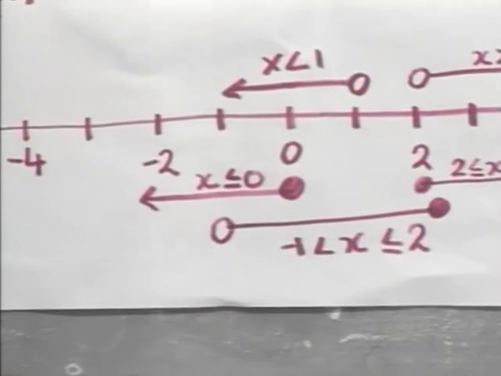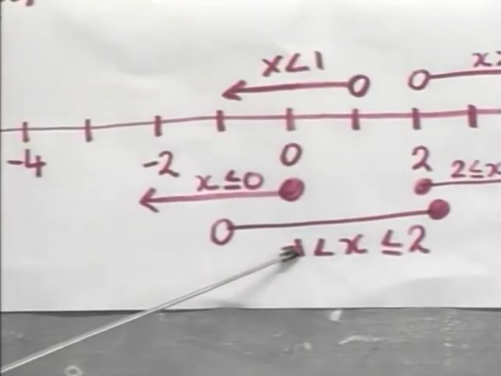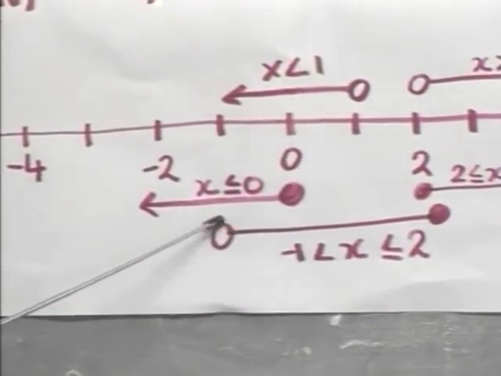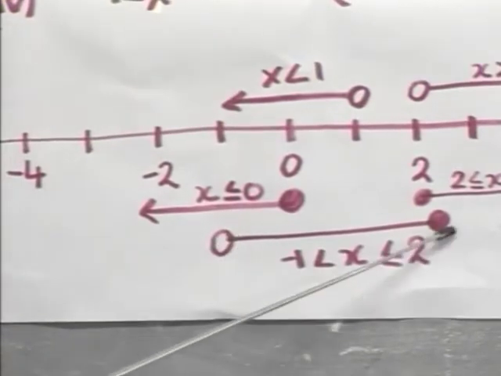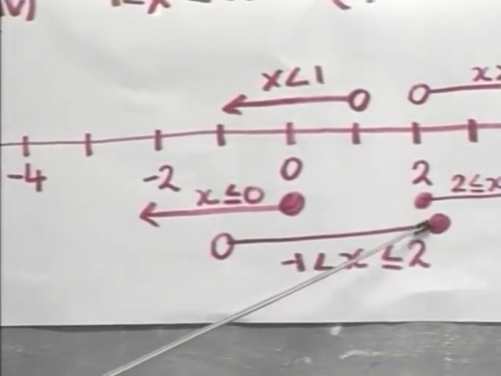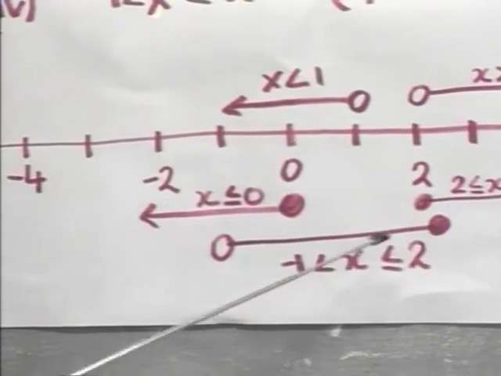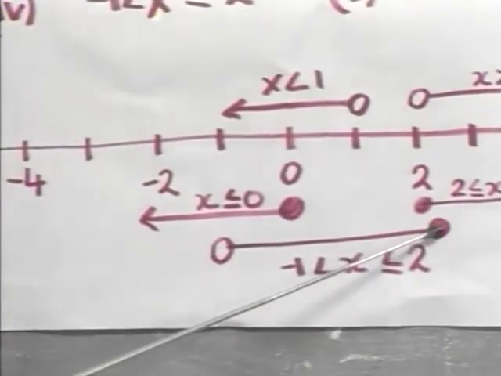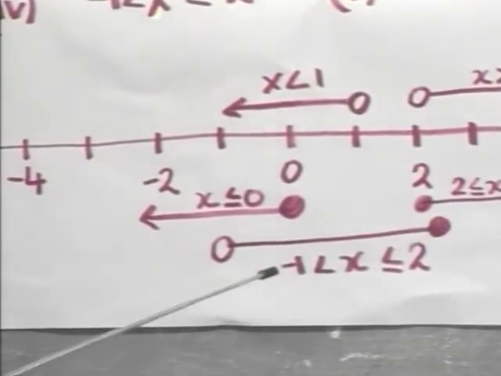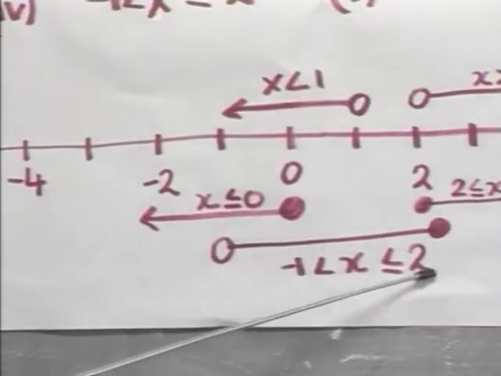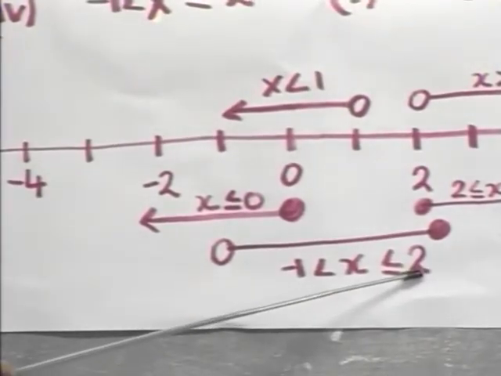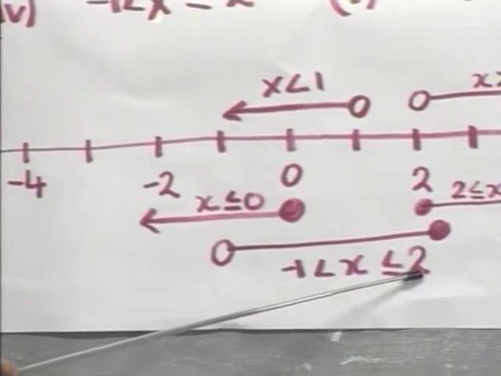But the numbers do not include minus 1. That's why I've got a circle there. But they include positive 2. That's why I've got it shaded. So this line represents the numbers between minus 1 and positive 2. Clear? Okay.